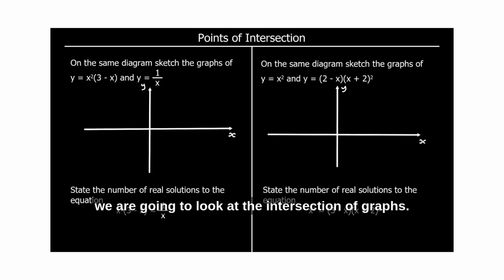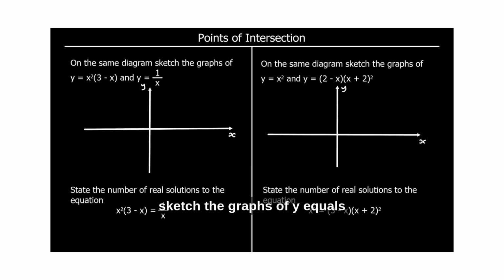In this video, we are going to look at the intersection of graphs. The first question says, on the same diagram, sketch the graphs of y equals x squared times 3 minus x and y equals 1 over x. Let's start with the cubic, y equals x squared times 3 minus x.